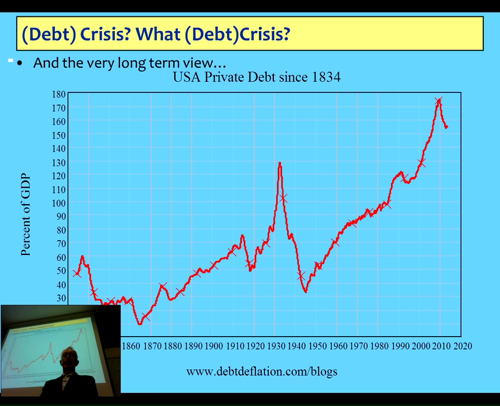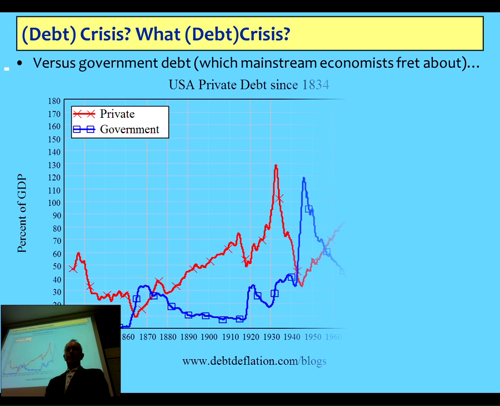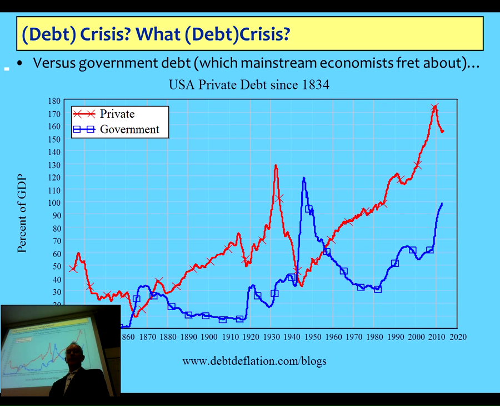So looking at where we are now, the level of debt that the American economy is in now is higher than it's ever been in its recorded history. And the only other time it got particularly high happened to coincide with the Great Depression. Okay? So again, crisis, what crisis? Now, the mainstream theorists focus upon government debt. That's what causes all the paralysis in the American Congress, and it's the obsession of conventional economists. The blue line is public debt. And there's only two occasions where public debt has exceeded private debt.